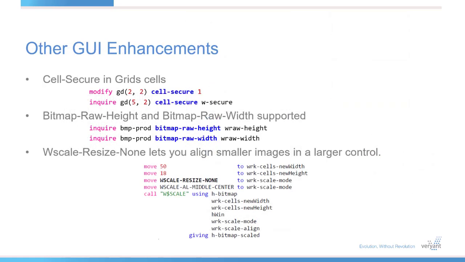A new property lets you display asterisks in place of sensitive information inside a grid. For instance, if you want to display a social security number in a grid and only let certain people with special permissions see it. The bitmap raw height and bitmap raw width properties were added to be compatible with isCOBOL.